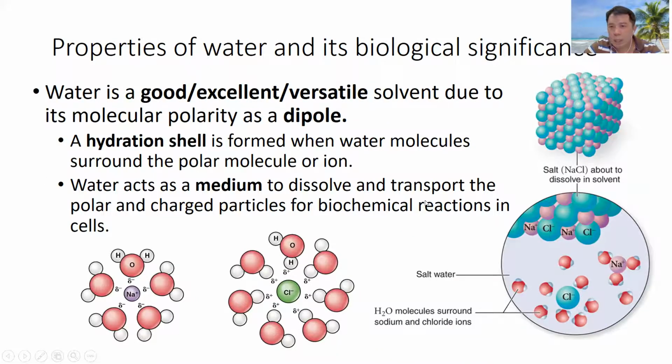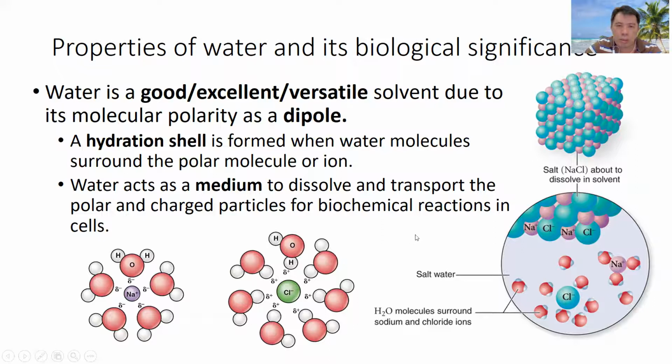When a salt crystal dissolves in water, or you add it into the water, a hydration shell is formed when water molecules surround the polar molecules or ions. In this case, it is sodium ions and chloride ions.